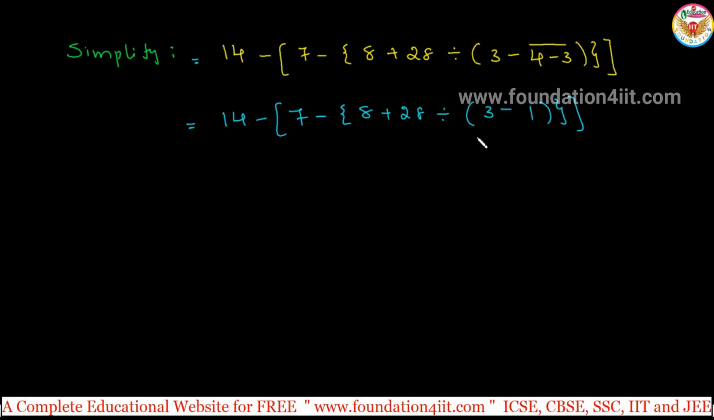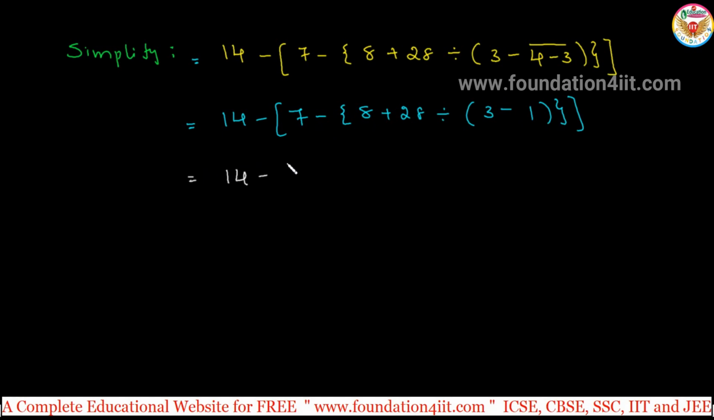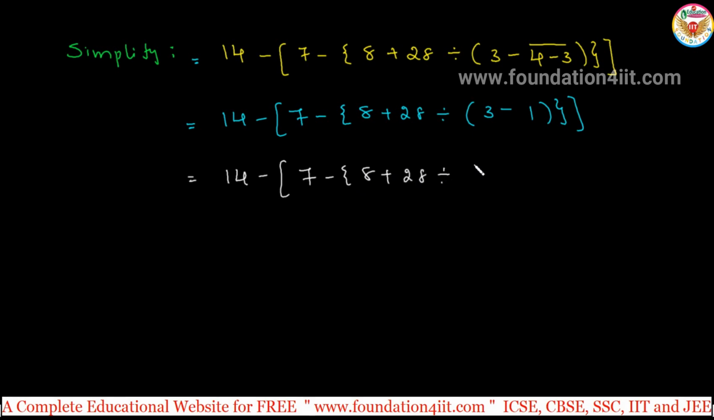simplify the small bracket. So innermost: within the square bracket there's a curly bracket, within the curly again there's a small bracket, right? So first you have to simplify the innermost. Now 3 minus 1 value is 2. So next step, 14 minus 7, again 8 plus 28, step by step you do it, so you'll not get any mistake. 3 minus 1 is 2.